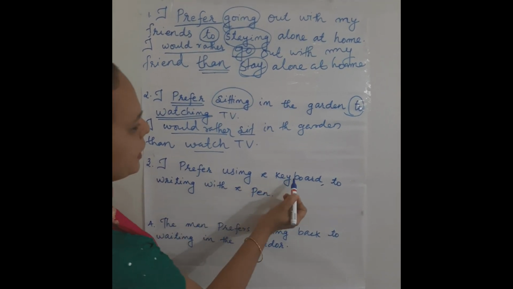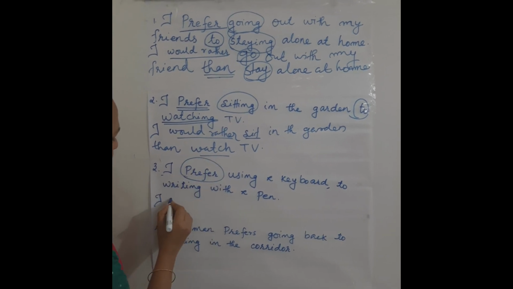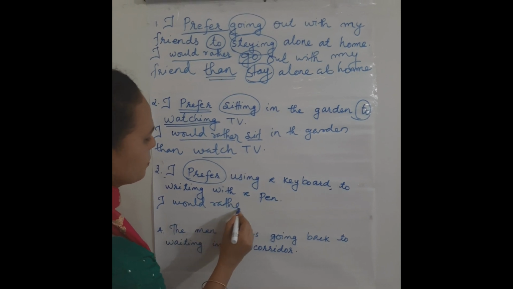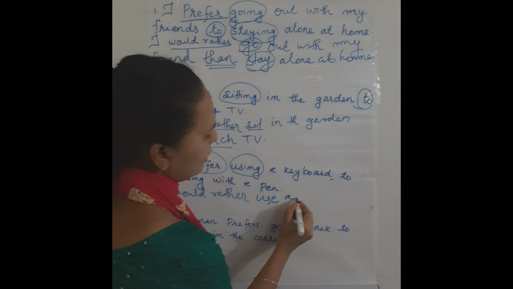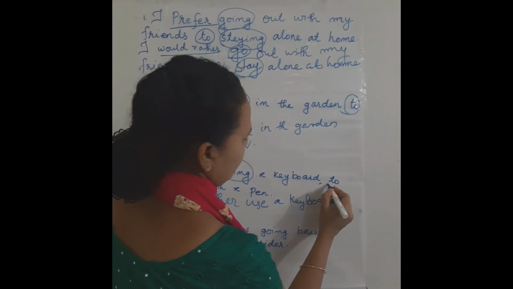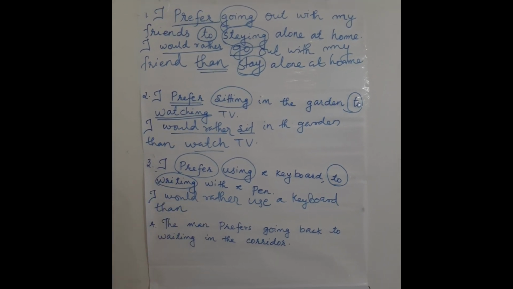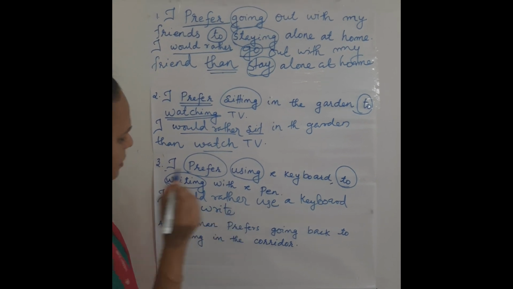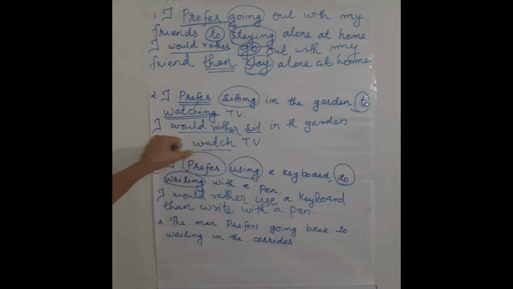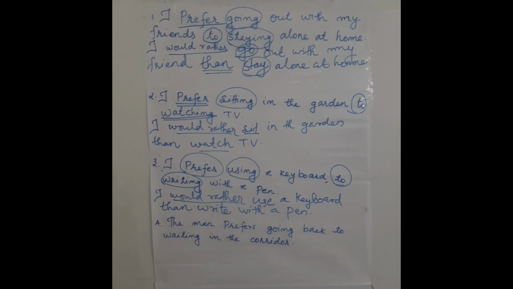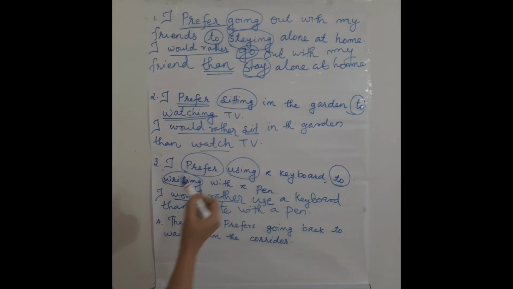Now we'll go to the third example. I prefer using a keyboard to writing with a pen. Here again, I prefer, instead of that, would rather. I would rather, and the ing form of the verb to its base form: I would rather use a keyboard. Instead of this to, than, and again here, writing, change it to its base form: than write with a pen. I think it is clear to you. Instead of prefer, here you used would rather. Using and writing, the participle forms of the verbs, instead of that you have used use and write. And instead of this to, here you used than.